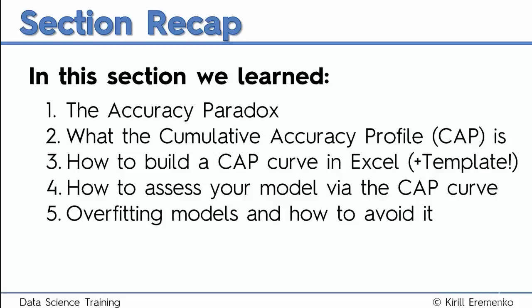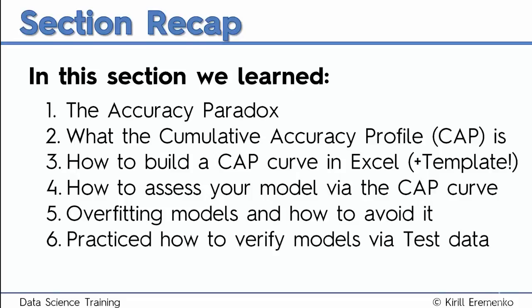So using train data and test data, separating a test group from your data set early on, so that further down the track when your model is ready, you can actually apply the model to your test data and then see how well you went in that scenario. Then compare the accuracy ratio in your train scenario and your test scenario and make sure that there was no overfitting in your train data. We also practiced how to verify models via test data. So we didn't just talk about the theory, we actually did it in practice.